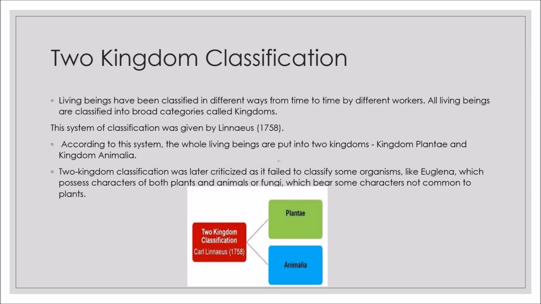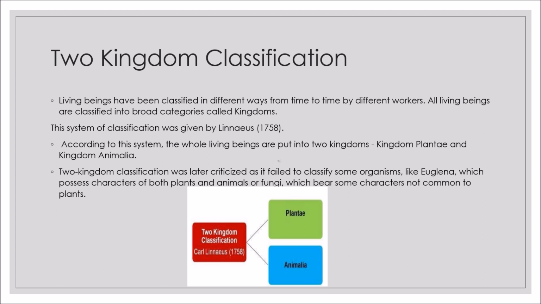The first system of classification is two kingdom classification. Living beings have been classified in different ways from time to time by different workers. Various researchers have classified the organisms in different ways. All the living beings are classified into broader categories, which are nothing but kingdoms. In the last hierarchy of classification, I told you that majorly all the organisms are classified into kingdoms only. So first is two kingdom classification.